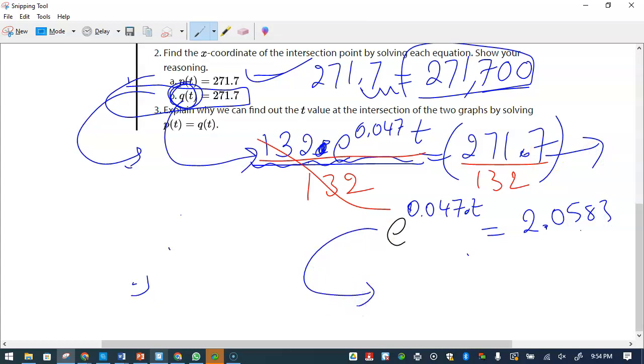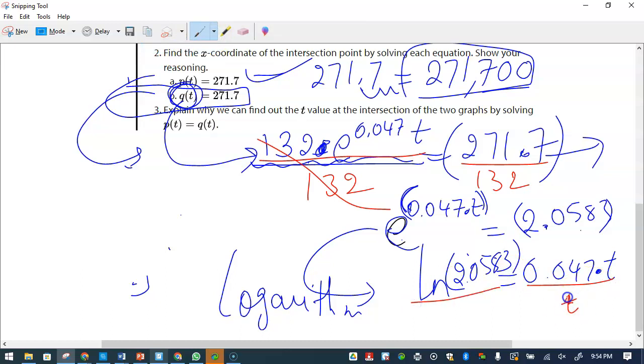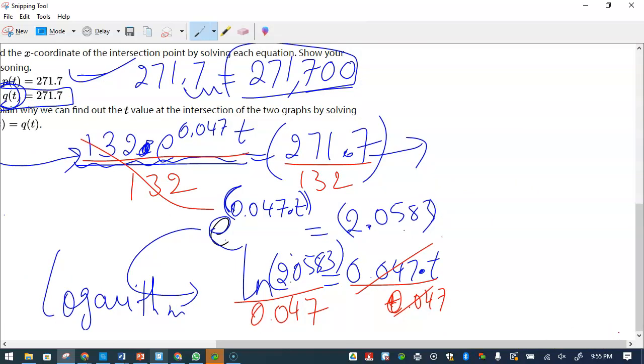And now change this to the logarithm form. So how do we write this in the logarithm form is this input will be the output, okay? And this e which is there goes as ln of, and this output will be 2.0583, okay? And then you divide by t, not t, 0.047. This crosses out, and you get the final answer is this t which you write.